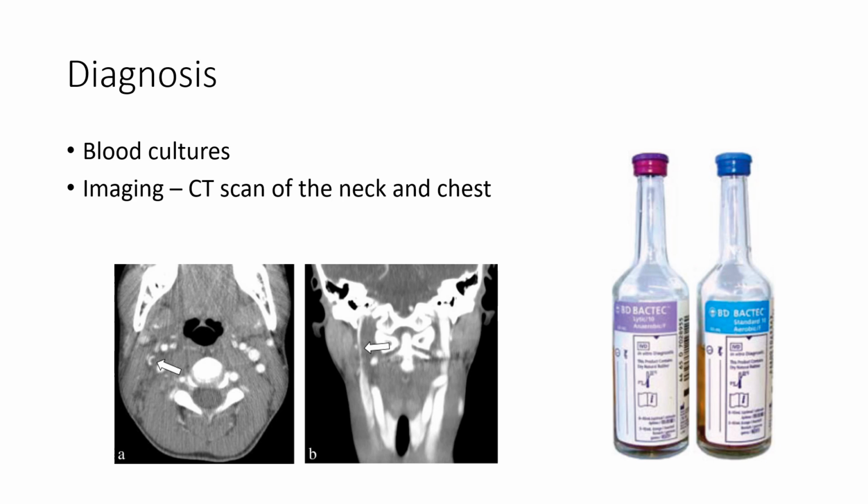The diagnosis of Lemierre syndrome is typically made by blood culture, so growing Fusobacterium or sometimes another pathogen in blood culture bottles, and imaging, so typically a CT scan of the neck and chest. And I include the chest just because it is fairly common for these patients to have emboli to the lungs as well. So it's a clot in the jugular vein, so that can go to the right side of the heart and from there to the lungs.